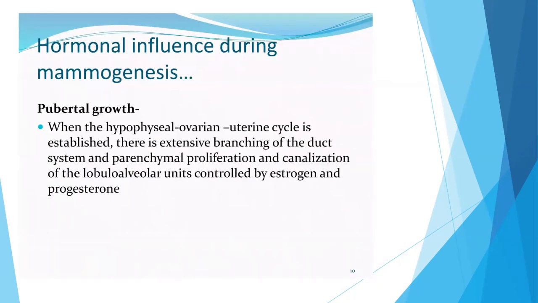Hormonal influence during mammogenesis, pubertal growth. So when the hypophyseal ovarian uterine cycle is established, there is extensive branching of the duct system and parenchymal proliferation and canalization of the lobulo-alveolar units controlled by estrogen and progesterone.